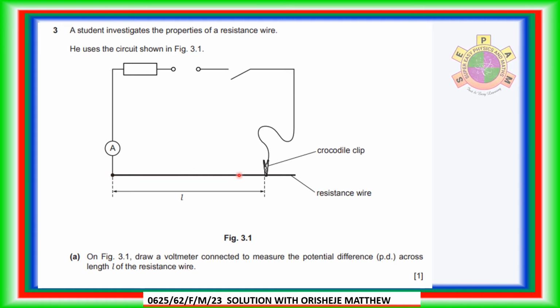Then you measure the length of the wire using a ruler, and for this case the student measures the length of 20 cm. Then you take the reading of the current flowing, and then you measure the potential difference across the wire. So how do you measure potential difference? You connect your voltmeter in parallel to this wire. So you do that. So with that, you draw that, you have gotten your 1 mark.